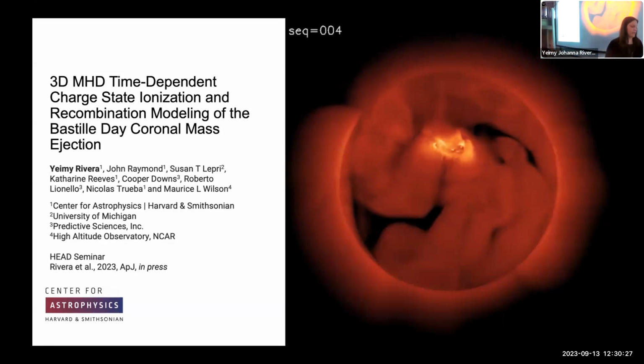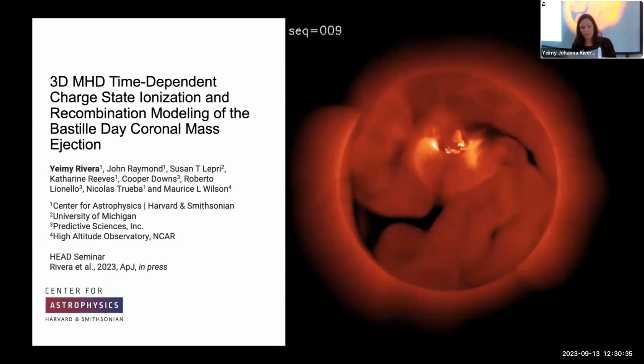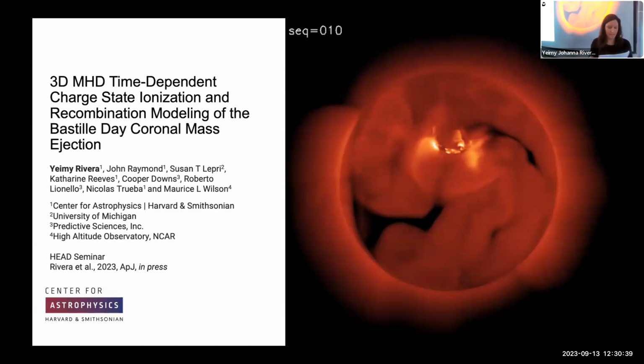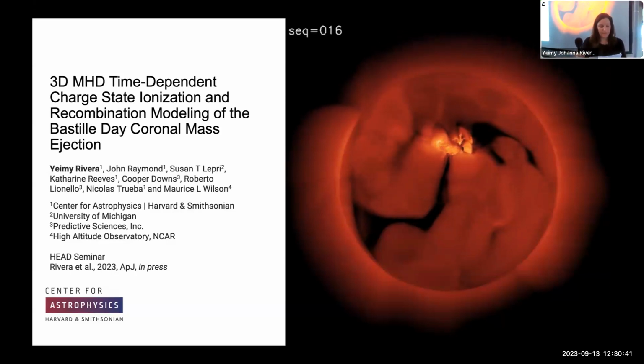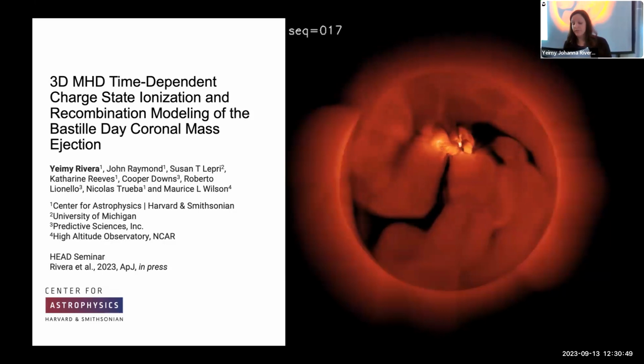So first up today, we have Yeimy Rivera. Yeimy received her bachelor's degree from UCLA, her master's from California State University, Northridge, and her PhD from the University of Michigan. She became a Future Faculty Leaders postdoctoral fellow at HCO, and then recently she's joined us here at SAO as a research scientist in the solar physics group.